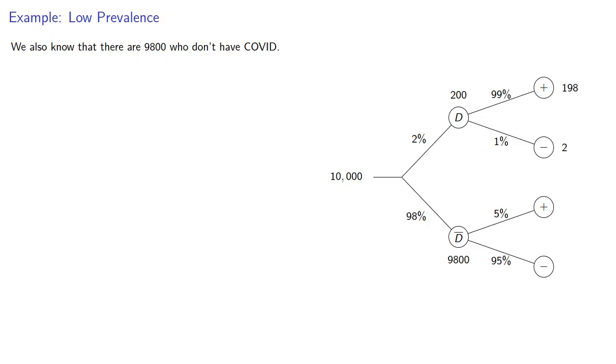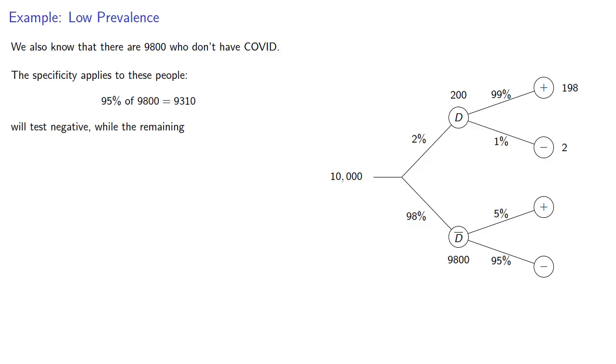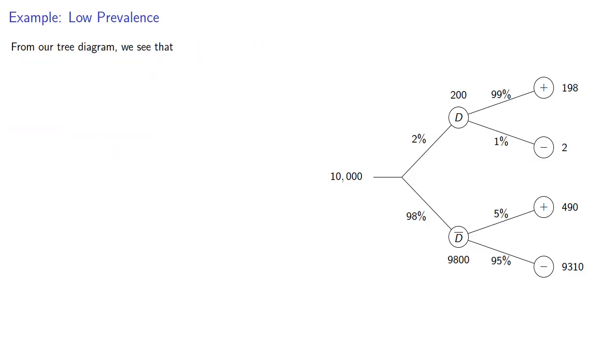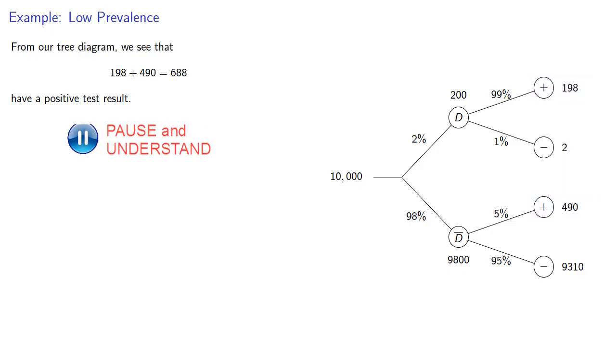We also know there are 9,800 who don't have COVID. The specificity applies to these people. 95% of them will test negative, while the remaining will test positive. And from our tree diagram, we see that 688 have a positive test result.